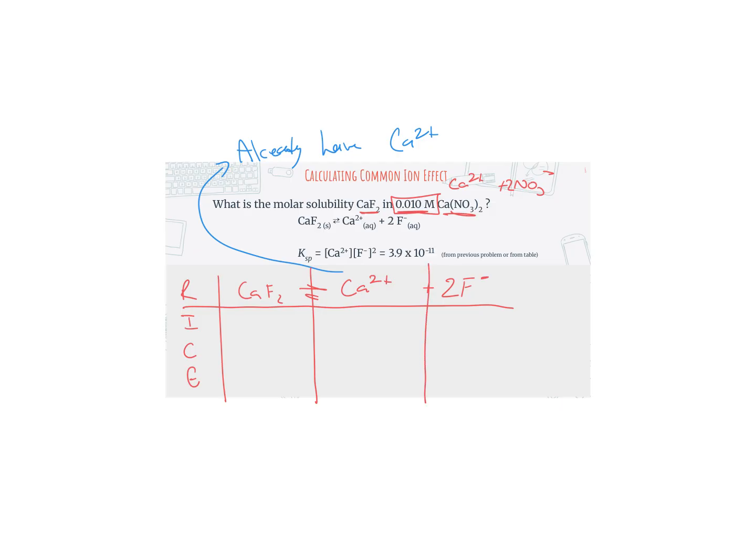Of course, CaF2 is a solid, and so we ignore all the terms in our RICE table. For Ca2+, we're told we have 0.01 molar Ca2+, so at the start we have 0.010 molar, and we have no F-. For change, this is the same as before. It's a product, and so we have plus some amount x. And then for F-, we have two of those, so it's plus 2x. And then for the equilibrium row, this is 0.010 molar, because that's what we start with, plus x. We're going to gain some amount of x. And then for F-, it's just 2x.